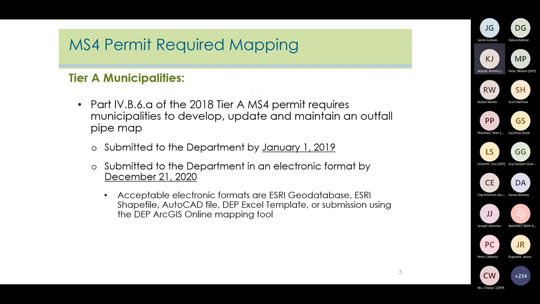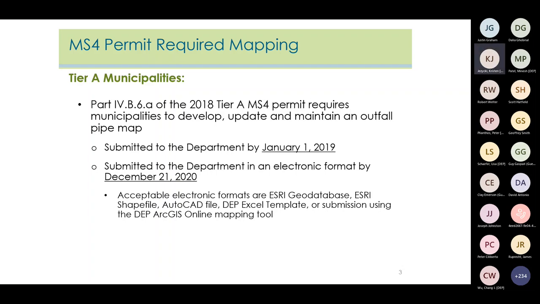The previous Tier A permit iteration from 2018 required municipalities to develop and maintain an outfall pipe map. Outfall pipe maps were initially due to the department on January 1st, 2019 in any format. Tier A municipalities were also required to submit an electronic form of their outfall pipe map to the department by December 21st of 2020. The acceptable electronic formats included submitting an ESRI geodatabase, an ESRI shapefile, an AutoCAD file, the DEP Excel template, or by using the DEP ArcGIS online mapping tool.